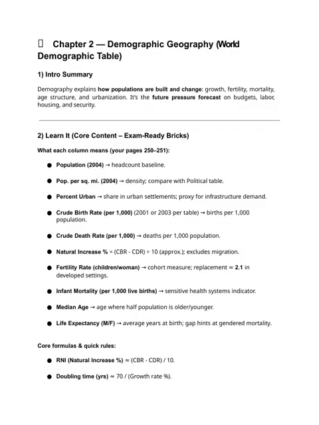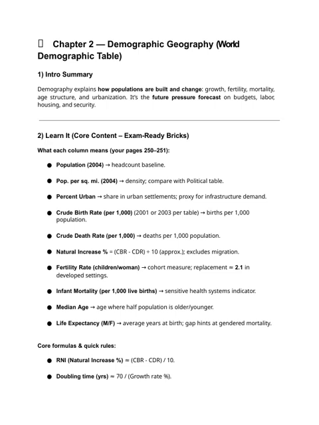Let's dive into Chapter 2, focusing on demographic geography through the World Demographic Table. First, I'll give you a quick summary. Demography helps us understand how populations are built and how they change over time. This includes factors like growth, fertility, mortality, age structure, and urbanization. These elements are crucial because they shape future pressures on budgets, labor markets, housing, and security.